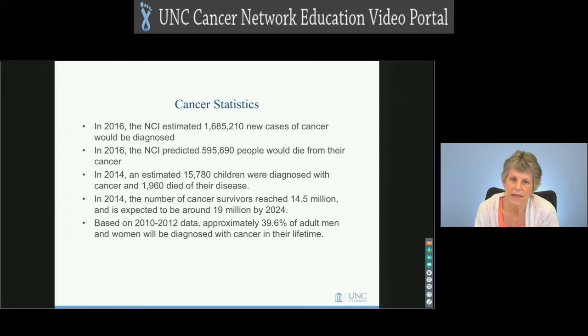As depressing as that is, the good news is that the number of survivors continues to go up. If you look at the number in 2014, you were looking at 14.5 million, and by 2024 it's expected to be up to 19 million.